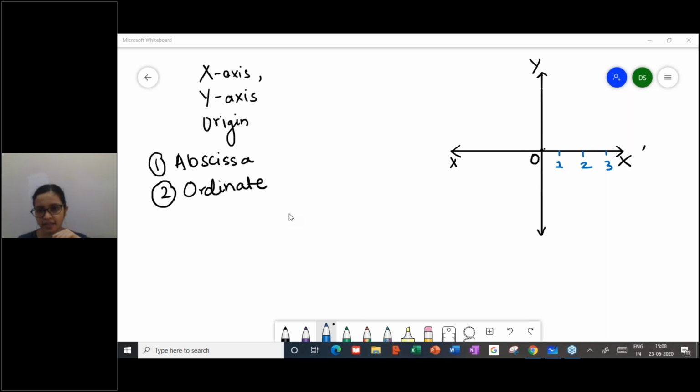So should I write it here? Like 1 centimeter is 1 unit. General conventions. In case you have to accommodate a large number of points on either axis, you can reduce this scale. So this is called a scale basically.